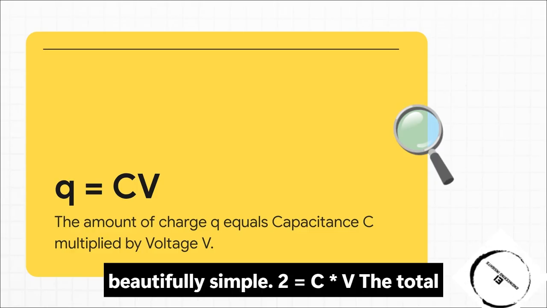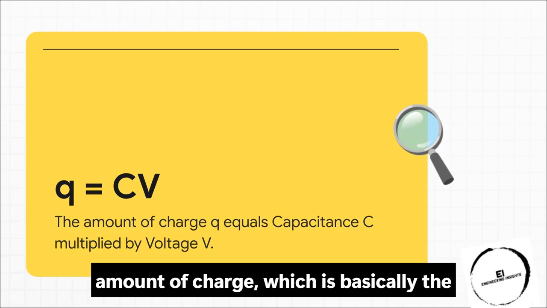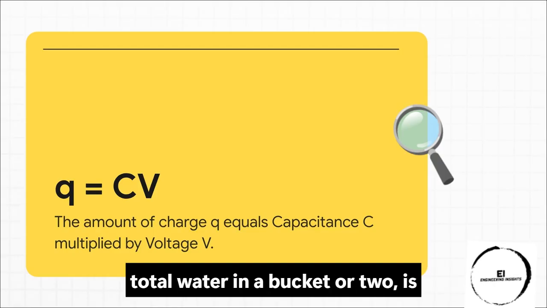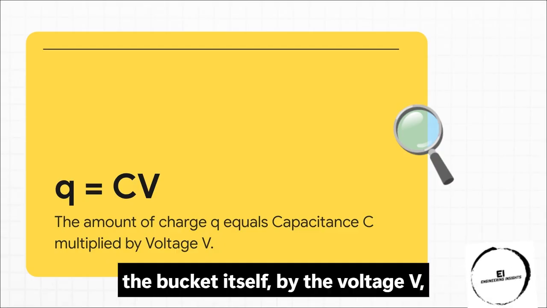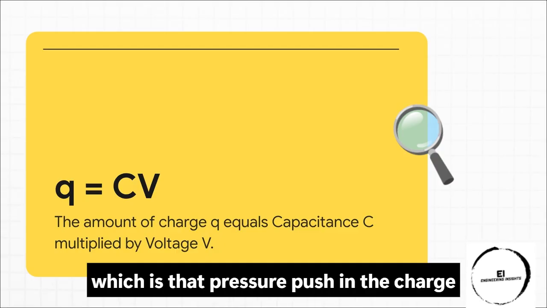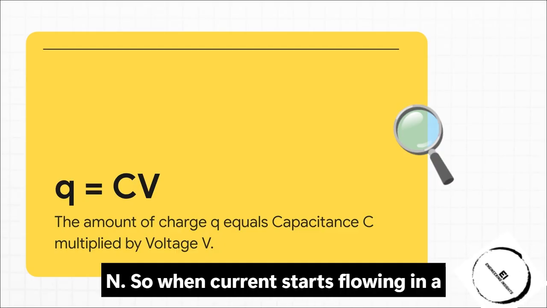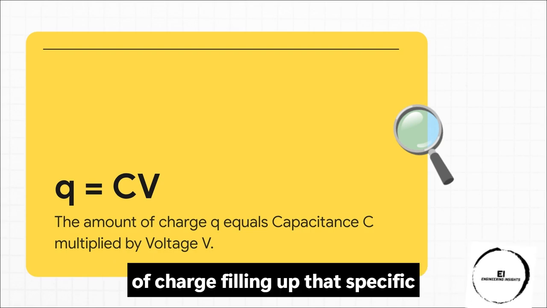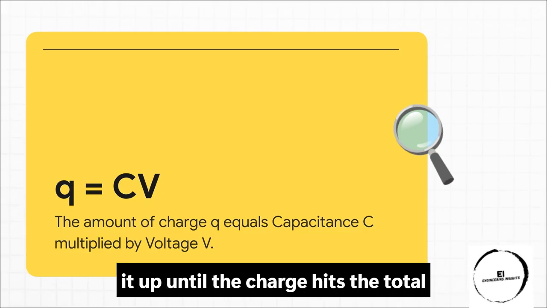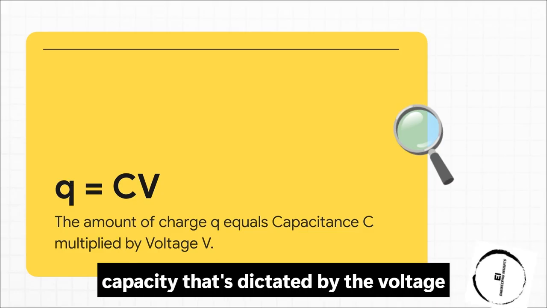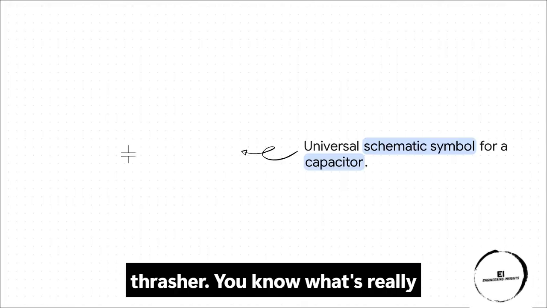All right, let's look at the basic math behind our bucket. Don't worry, it's beautifully simple. Q equals C times V. The total amount of charge, which is basically the total water in our bucket, or Q, is determined by multiplying the capacitance, C, which is the actual physical size of the bucket itself, by the voltage, V, which is that pressure pushing the charge in. So when current starts flowing in a circuit, it's really just the flow rate of charge filling up that specific bucket. And it'll keep flowing, filling it up, until the charge hits the total capacity that's dictated by the voltage pressure.